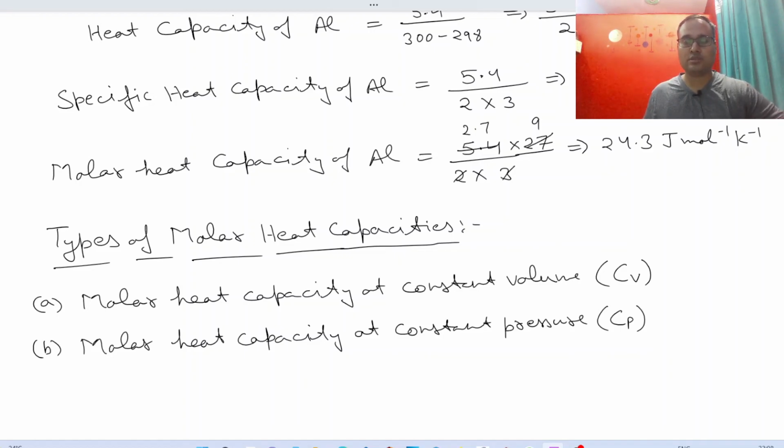So that was all about the heat capacity, specific heat capacity, and the molar heat capacity. In my next video, we will be deriving a relation between these two types of molar heat capacity, that is CP and CV.